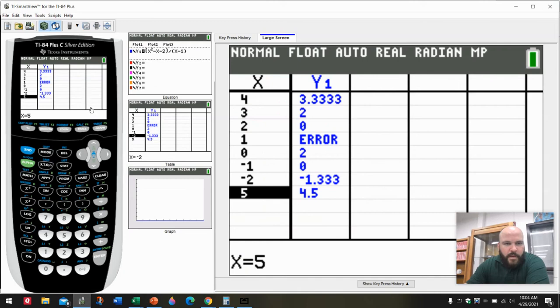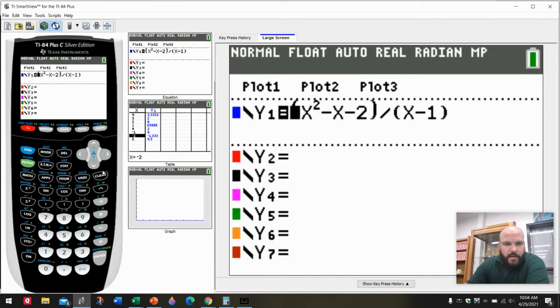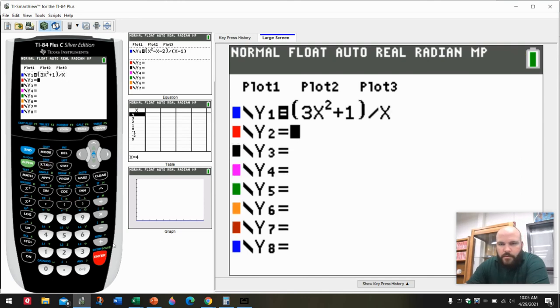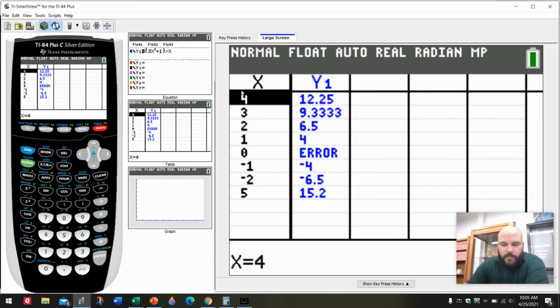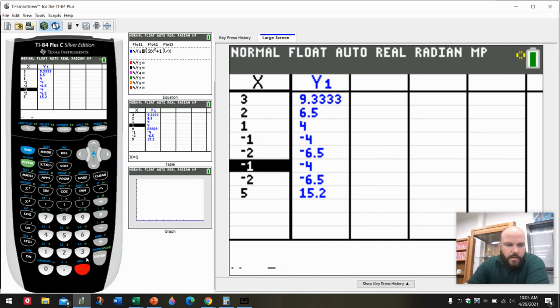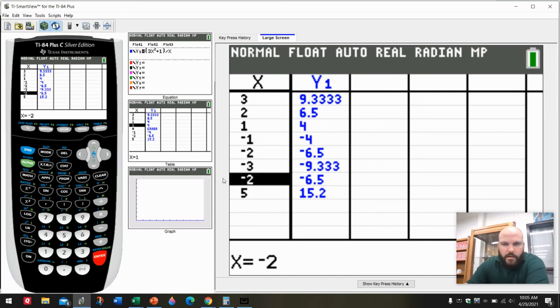In this case, we can go ahead and use our graphing calculator again. We can use that. It's a little quicker. And we will put in 3x squared plus 1 and divide that by x. So now that we have that in for y1, we can go ahead and take a look at the table. And we need 3, 2, 1, and then we need -1, -2, and -3. And there are our values.